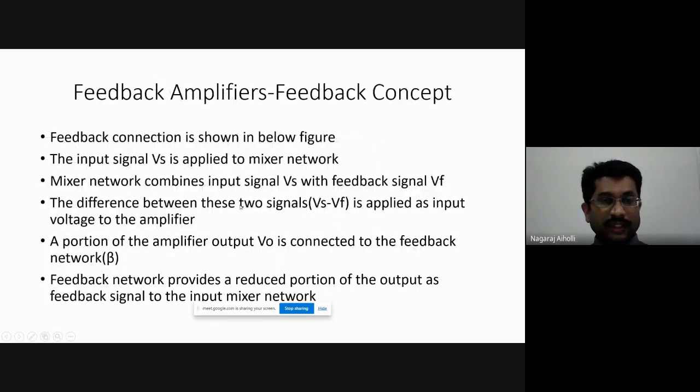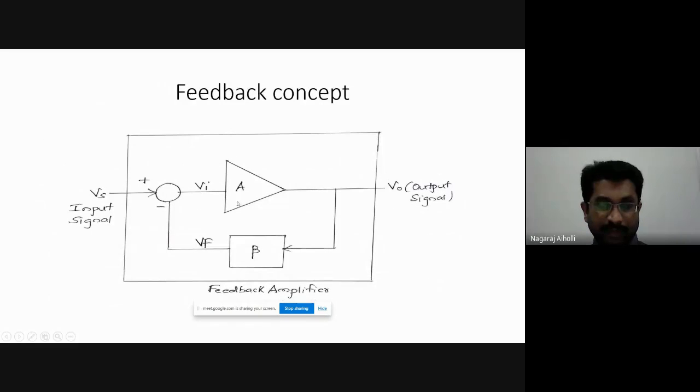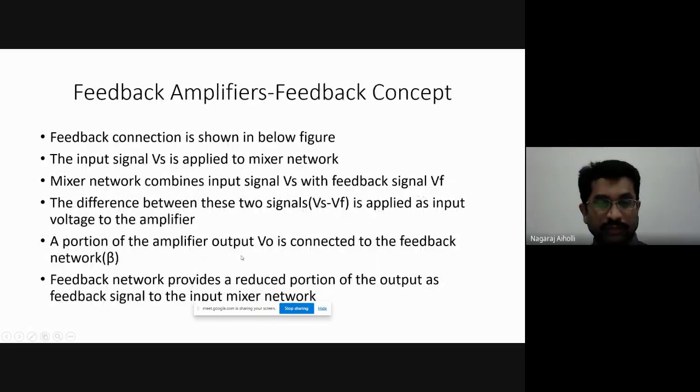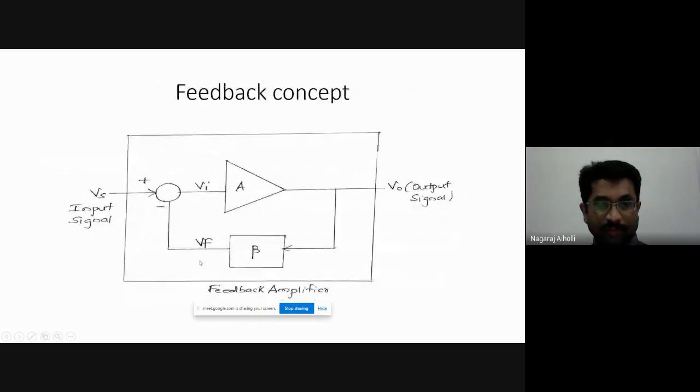The feedback connection is as shown. The input signal Vs is applied to the mixer circuit. The mixer circuit combines the input signal Vs with the feedback signal Vf. The difference between these two, that is Vs minus Vf, is applied as input to the amplifier. The portion of the output of the amplifier, V0, is connected to the feedback network.